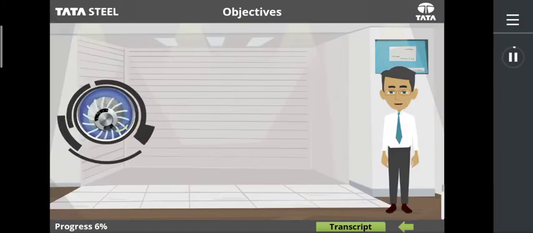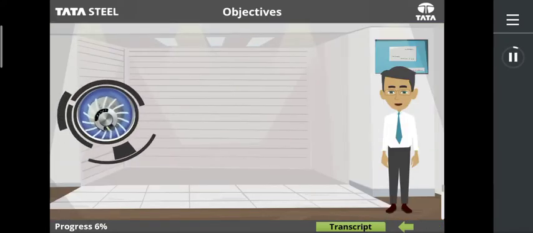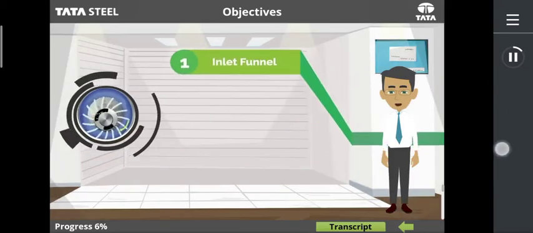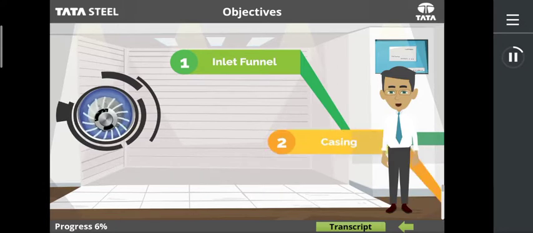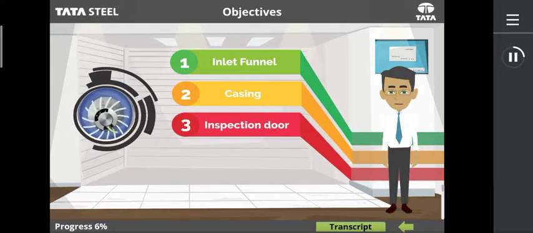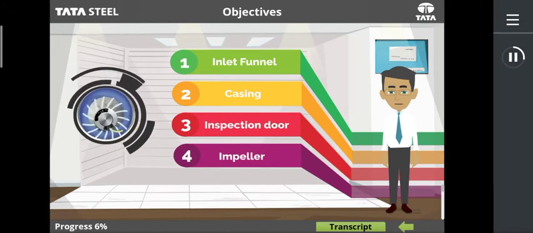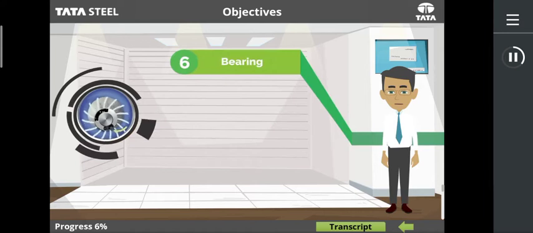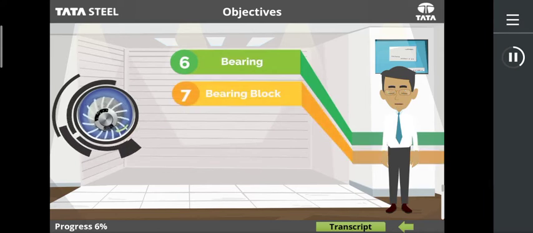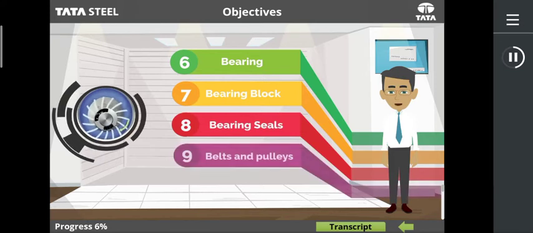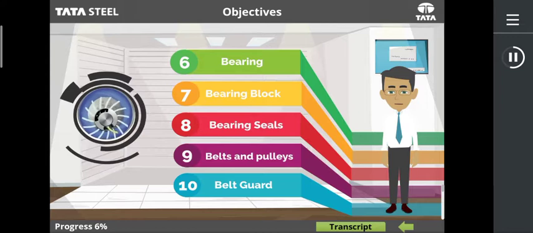This module will enable you to give a briefing about fan and blower components, explain about inlet funnel casing, inspection door, impeller and dampers, bearing block, bearing seals, belts and pulleys and belt guard.